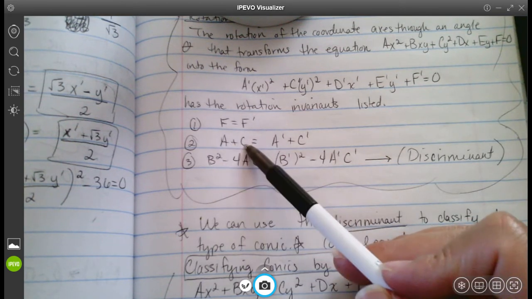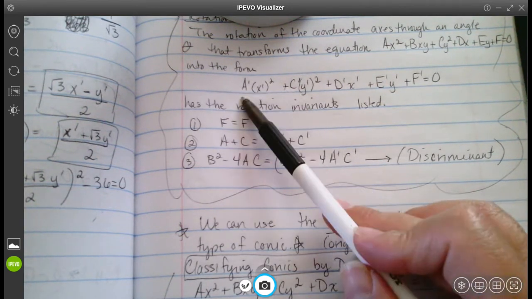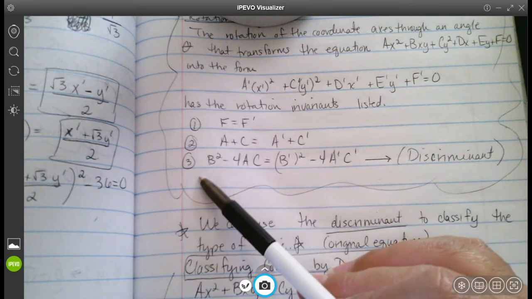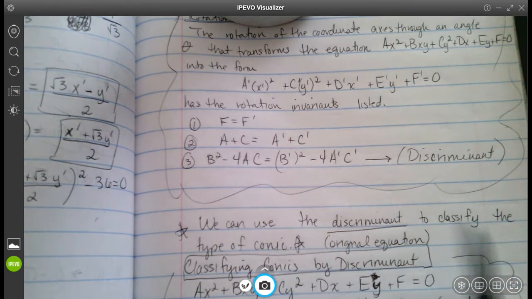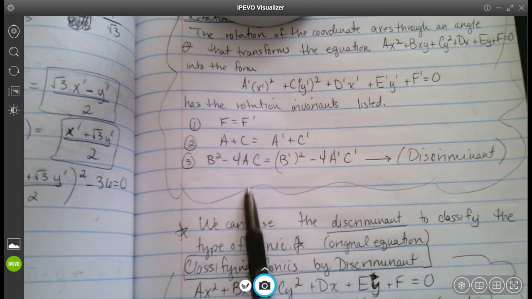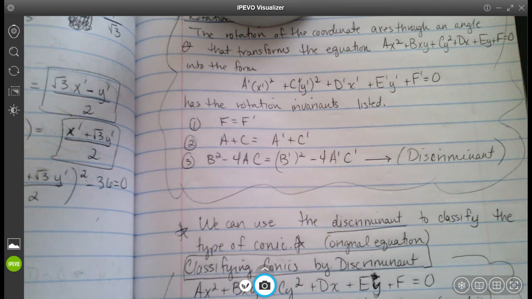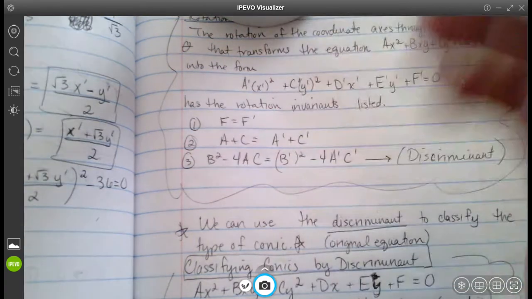If you add your A and your C, so this plus this, you're going to get the same thing that you get adding A prime plus C prime. And finally, we have the discriminant. So the discriminant, going back to parabolas in our algebra 2 days, determined whether a parabola had two solutions, one solution, or no solutions. Here, the discriminant, which can be written in our original or the prime version, will tell us what type of conic the problem is. Okay, so that's what we're going to use that for.